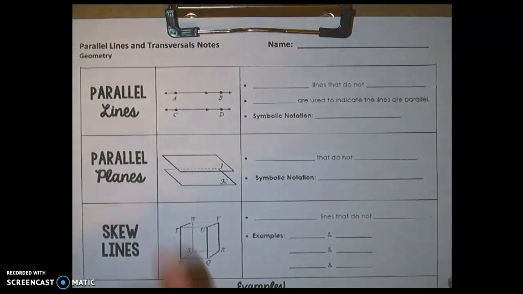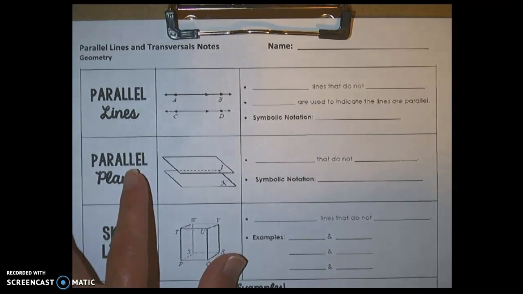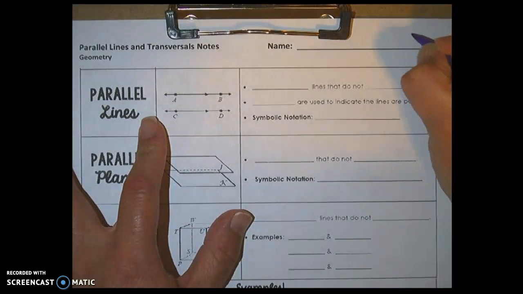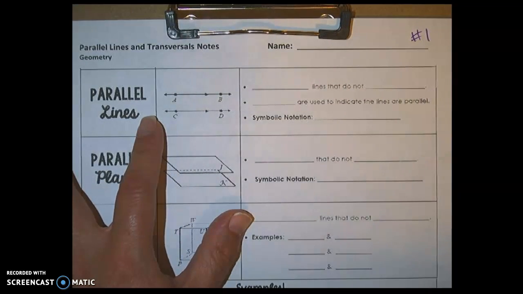Your paper should be a little bit clearer than this. I had a little trouble with my printer. So this is the first set. We're going to try to start numbering your notes for you. This is set number 1.